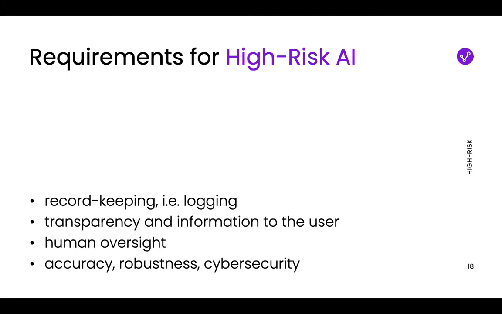A high-risk AI system must always run under human oversight. That is, it must not run completely uncontrolled, but there must always be a human who oversees and controls the system, and who is able to stop the system in the worst case. And finally, a high-risk AI system needs to provide certain levels of accuracy, robustness, and cybersecurity.